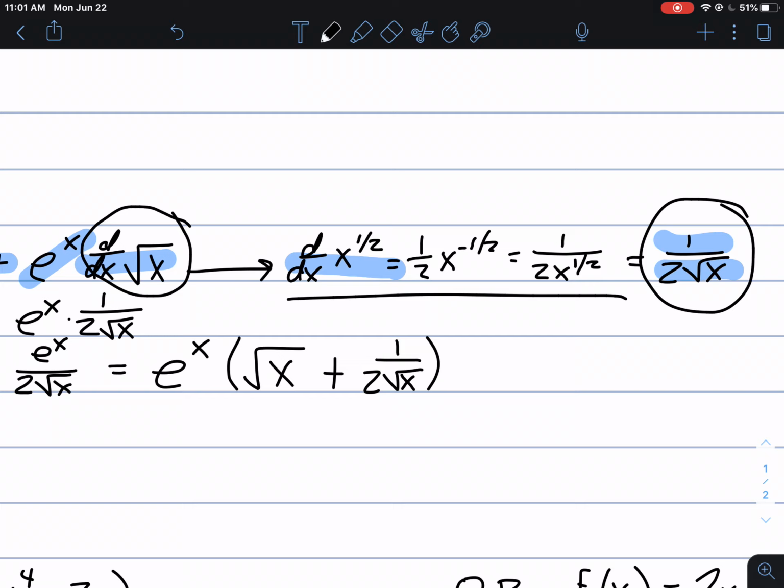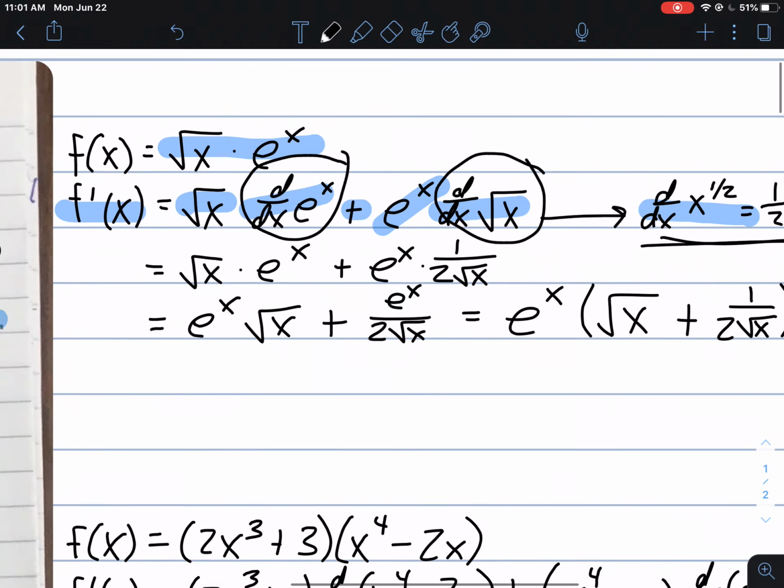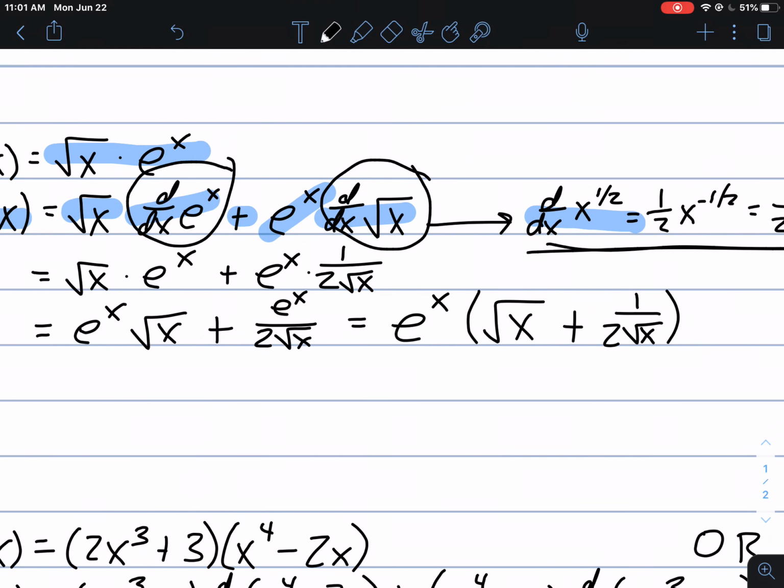But again, if you're not comfortable with it, fine. If you don't remember, fine. Run it through the power rule process and you can get your derivative. All right, otherwise, e to the x, that's our most friendly function, right? Remember, the derivative of e to the x is e to the x. So here's our square root of x times the derivative of e to the x, which is e to the x, plus e to the x times the derivative of square root of x, which we just found to be 1 over 2 square roots of x.